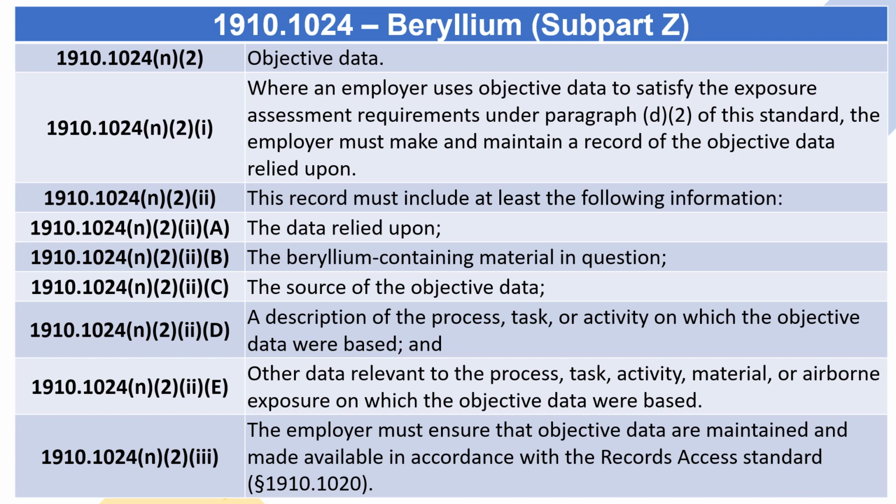1910.1024 N2 2. This record must include at least the following information. 1910.1024 N2 2 A through E. The data relied upon, the beryllium containing material in question, the source of the objective data, a description of the process, task, or activity on which the objective data were based, and other data relevant to the process, task, activity, material, or airborne exposure on which the objective data were based. 3. The employer must ensure that objective data are maintained and made available in accordance with the Records Access Standard, Section 1910.1020.